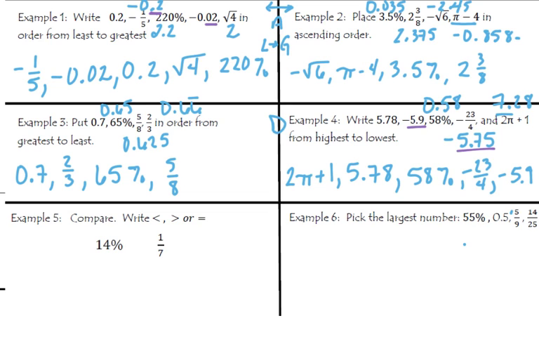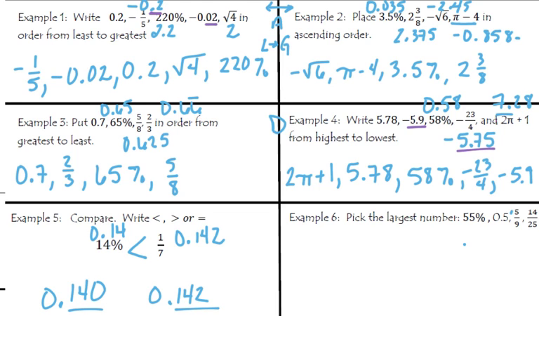All right, and finally we're going to compare. So we're going to write less than, greater than, or equal to. So to compare numbers, they've got to be in the same form. So I can make these into fractions, but the problem here is if you compare fractions, they have to have the same denominator. So for me, it's always been easier to make them into decimals. So 14% is 0.14, and 1/7 is 0.142. So 1/7 is going to be greater because if I make these have the same amount of place value, you can see here that 142 is bigger than 140.